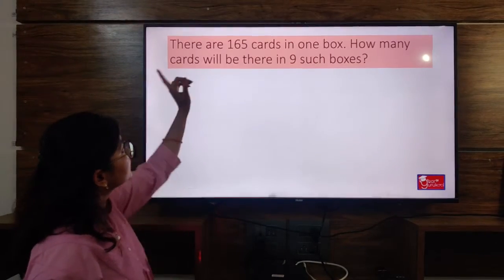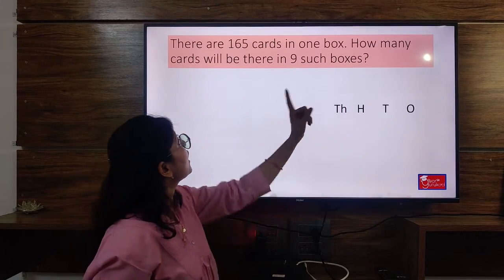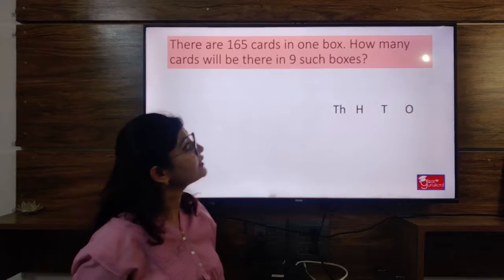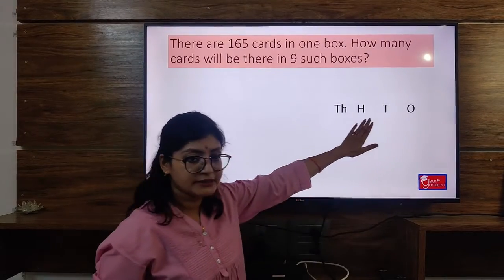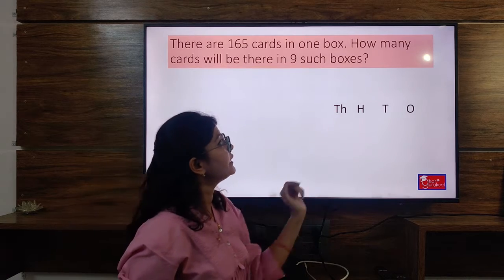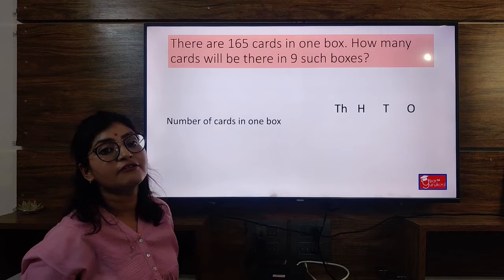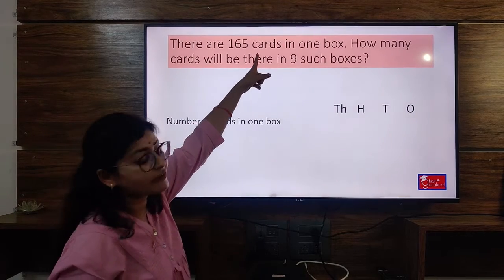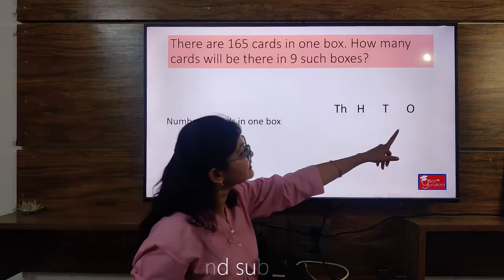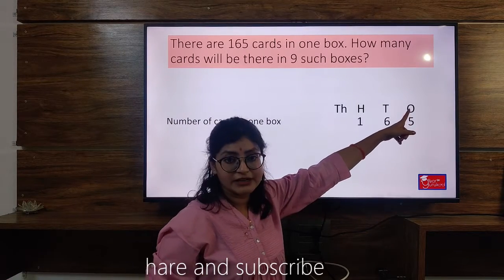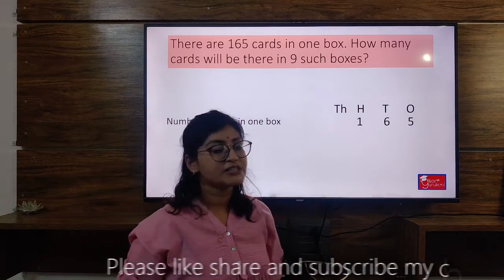Next problem question. There are 165 cards in one box. How many cards will be there in 9 such boxes? Again, we have written the place values here. Now, first statement will be number of cards in one box. Number of cards in one box are 165, wherein 5 is at ones place, 6 is at tens place, and this 1 is at hundreds place.